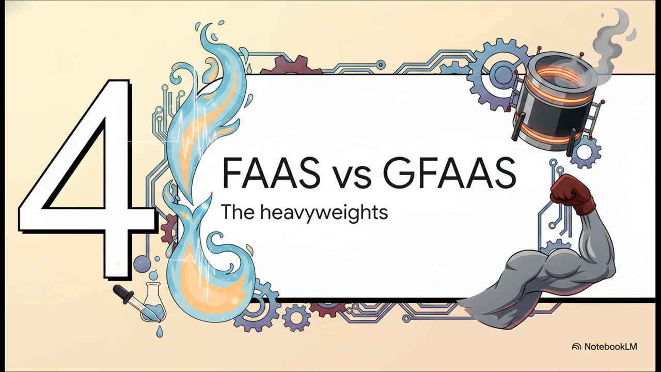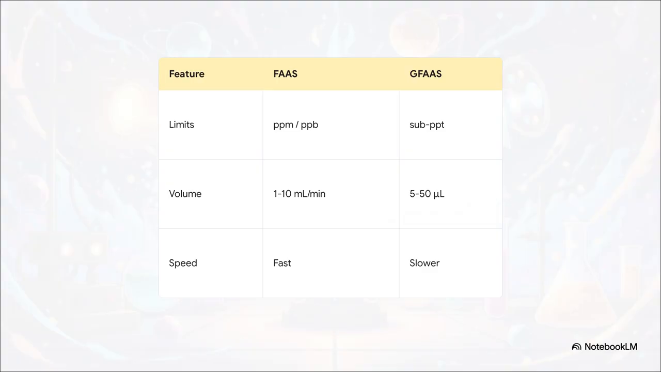These are the heavyweights, but they have totally different day jobs. So when you're deciding on a method, you really have to weigh your options. Flame FAAS gives us incredibly stable precision, a relative standard deviation of under 1% for parts per million levels. Think of FAAS as finding one specific drop of water in a standard bucket. It's fast, it's continuous, it's a workhorse.